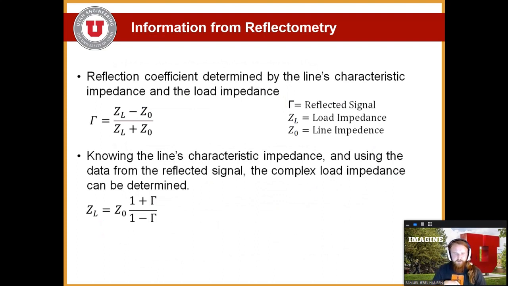So the information we can get from reflectometry includes things like the load impedance, the line impedance, or the reflected signal itself. From here, we can see the reflection is based upon the load impedance and the line impedance. So if we rearrange that equation a little bit, we can actually extract the load impedance of whatever caused the reflection. We can find that load impedance based on the reflected signal and knowing the line's characteristic impedance.